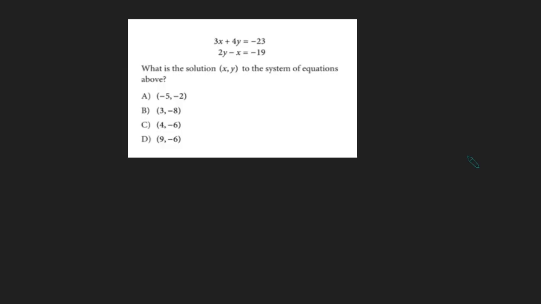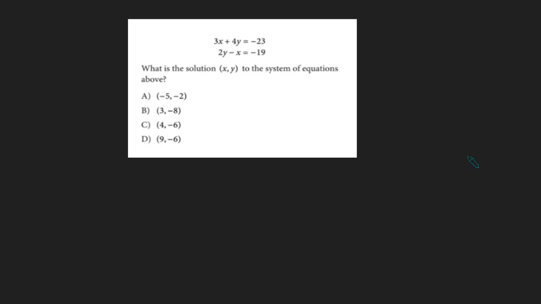Next question. Again, we have a system of equations. I'm going to find a solution (x, y) to the system of equations above. Well, technically speaking, if you didn't know the answer, you could just try all the answer choices and plug all of them in to see what the answer is. But I actually want to solve this question instead of just cheating my way through. But it's actually not cheating. You can actually just plug all the answer choices in, and you'll be totally fine.